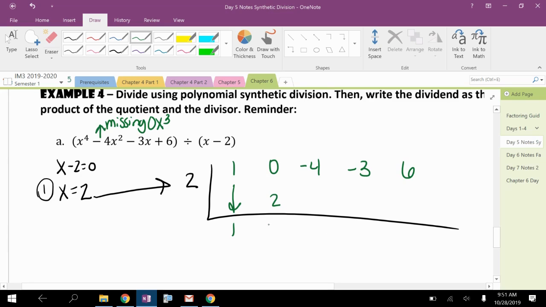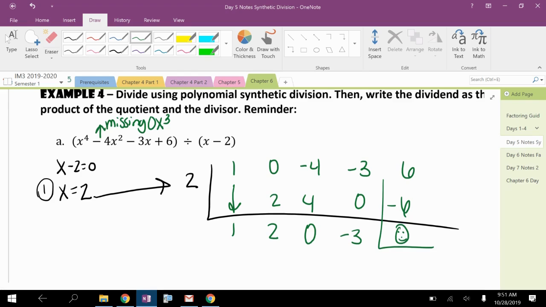0 plus 2 gets me 2. 2 times 2 gets me 4. -4 plus 4 gets me 0. 2 times 0 gets me 0. -3 plus 0 just gets me -3. And then 2 times -3 is -6. Good, 0. Again, when you get 0 here, you should be excited or happy because it means it is a factor. So would that be the remainder? The remainder is 0, so that means it is a factor, just like how 2 is a factor of 4.